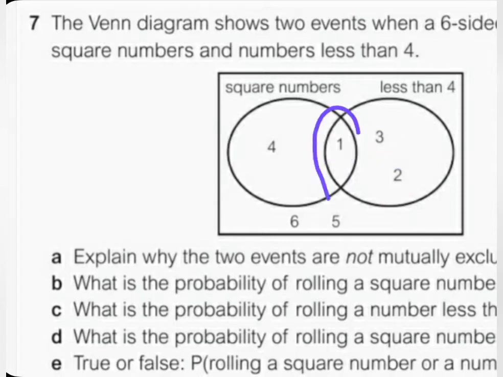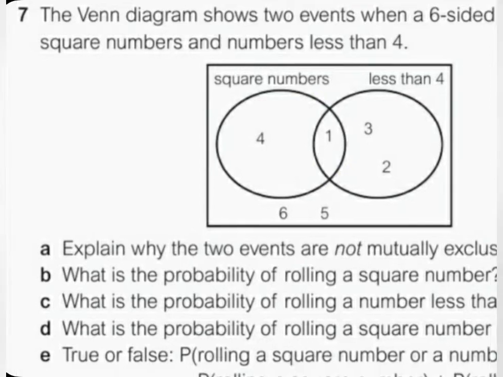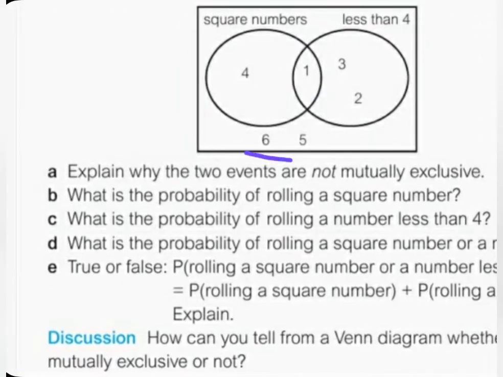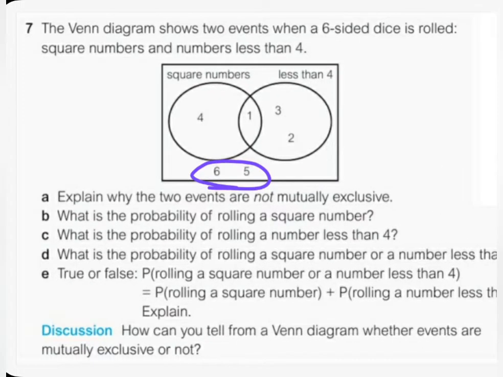As you can see here, the two events are sharing a number, which is 1. It's a square number, at the same time it's less than 4. So these two events share a number, so they can happen at the same time. Now let's take a look at the questions. First, as you can see, 5 and 6 are not included inside the circles because they're not square numbers nor less than 4. Now, let's take a look at the questions and answer them together.